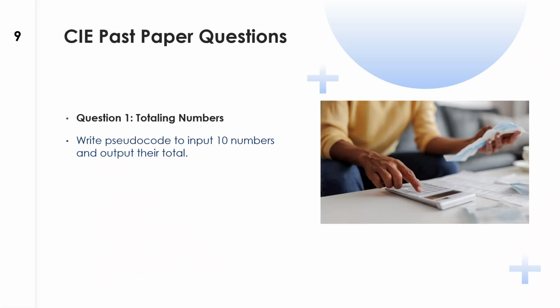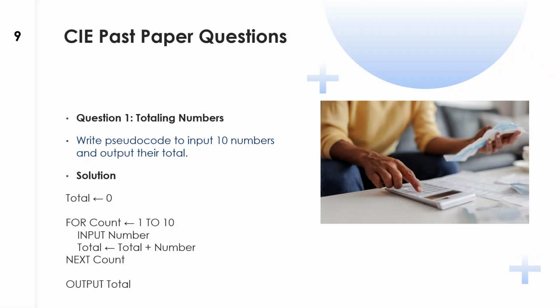Let's see which type of questions have been appearing in the past papers that require the use of for loops. Question number 1. Write a pseudocode to input 10 numbers and output their total. Now you have to input 10 numbers and output their total. That means you know the count of the numbers. So here you are going to use a for loop.